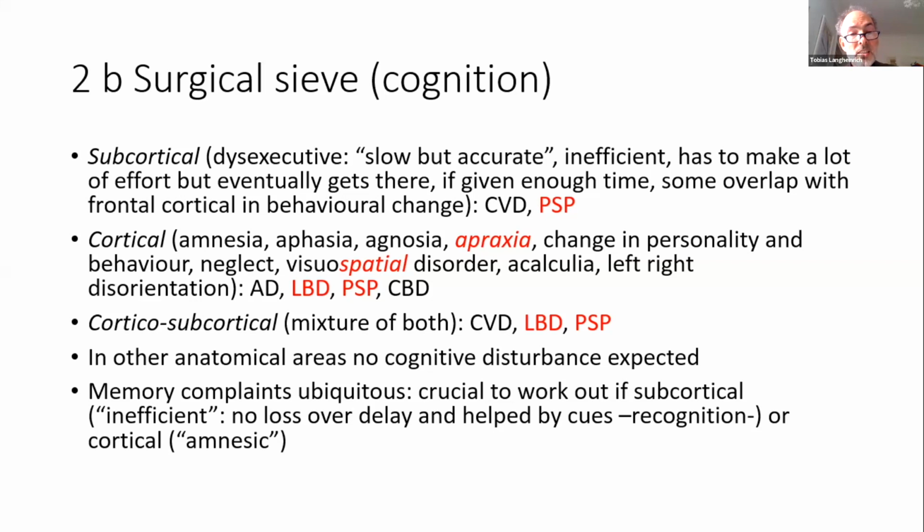And you test them again after a delay, so 10 minutes later. And in fact, if you give them enough time and cues, so helped by cues, it's the recognition memory, it's not too bad. The cortical, the amnesic patient is usually quick, and they quickly learn a 7-item address. And then you ask them after 10 minutes and it's gone. And then you try to cue them and it doesn't come back. So that's a quick way to work out whether the memory problem is subcortical or cortical.